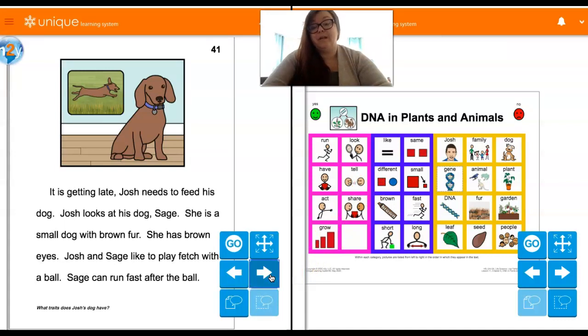It's getting late. Josh needs to feed his dog. Josh looks at his dog Sage. She is a small dog with brown fur. She has brown eyes. Josh and Sage like to play fetch with the ball. Sage can run fast after the ball. Look at that little wiener dog. That is a very beautiful dog. So what traits does Josh's dog have? Well, it's a small dog. It has brown fur and it likes to run fast and play fetch.